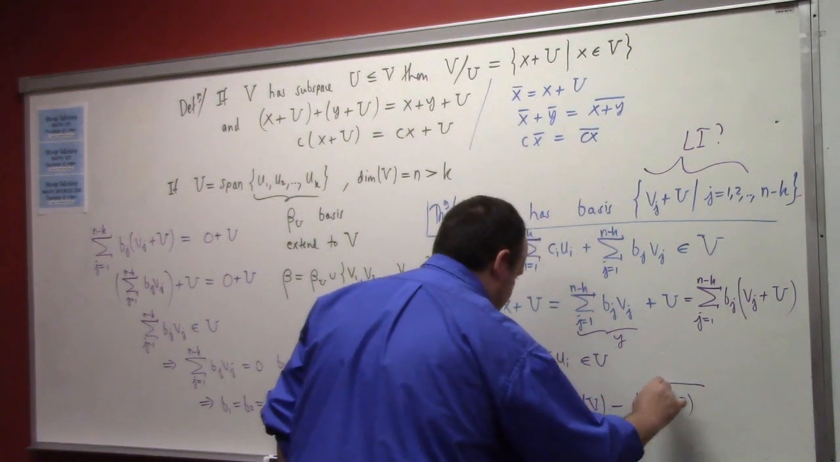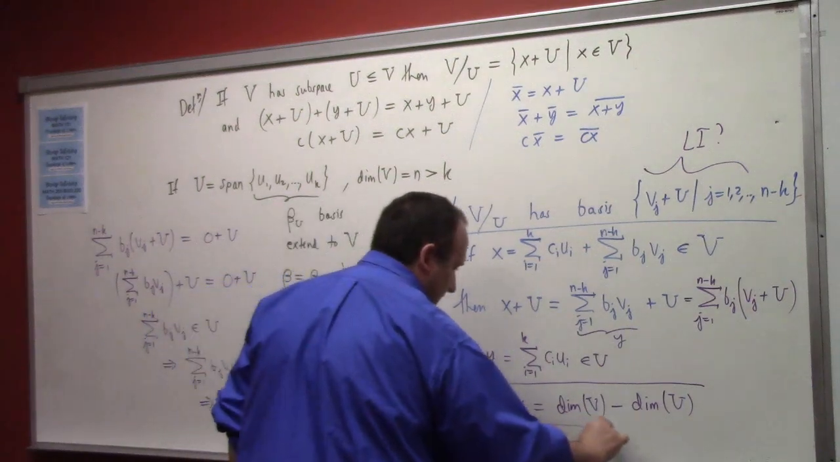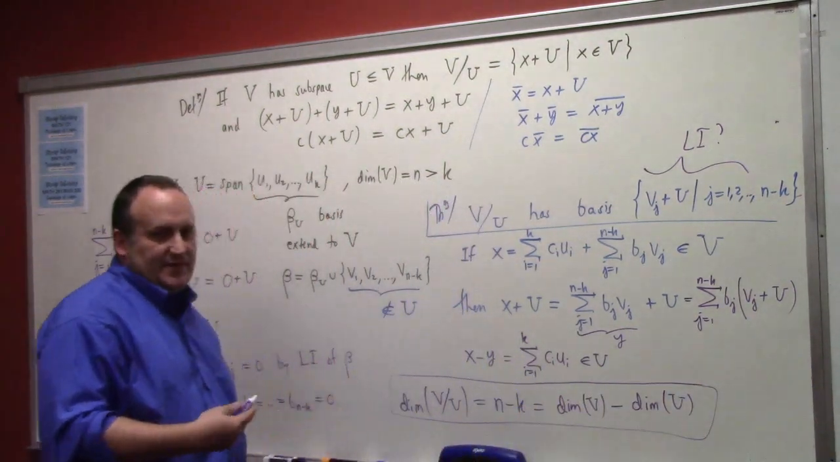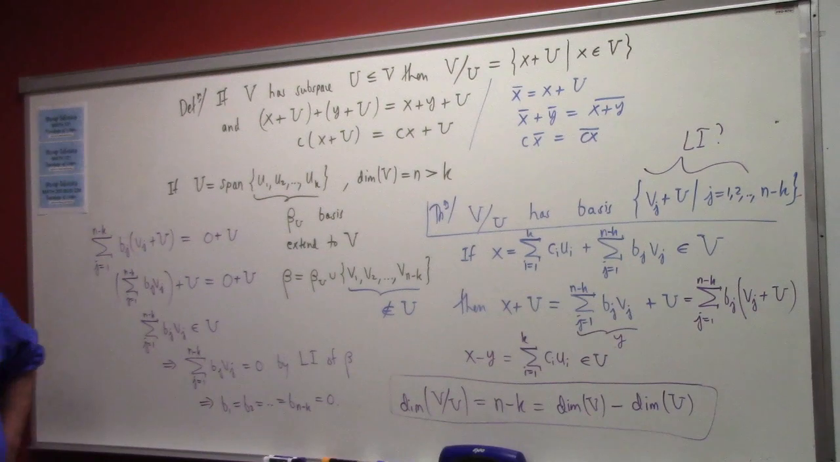So there we go. The dimension of the quotient space is the difference of the dimension of the total space and the space by which you're dividing. So for example, if you have a function on 3 dimensions and the kernel is 2 dimensions, then when you take the quotient by the kernel, you're left with a 1-dimensional space.